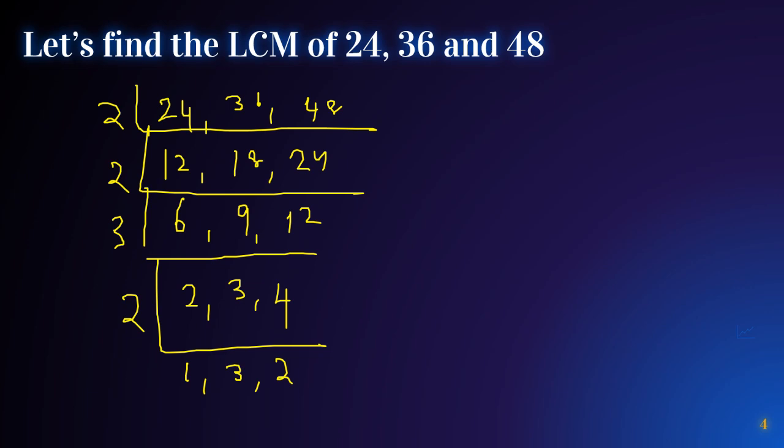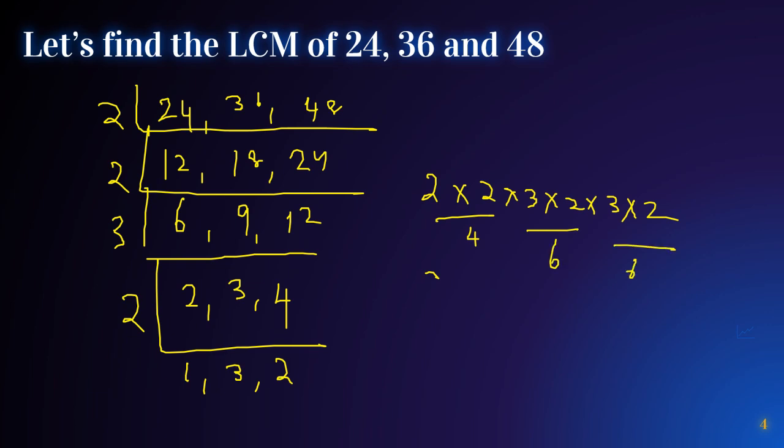Now the product of all these numbers, that is 2 into 2 into 3 into 2 into 3 into 2. So this is my LCM. So this is 4, and this will be 6 and this will be 6. So 36 into 4 is my answer. 36 into 2 gives me 72. 72 into 2 gives me 144. So the LCM of 24, 36 and 48 is 144.